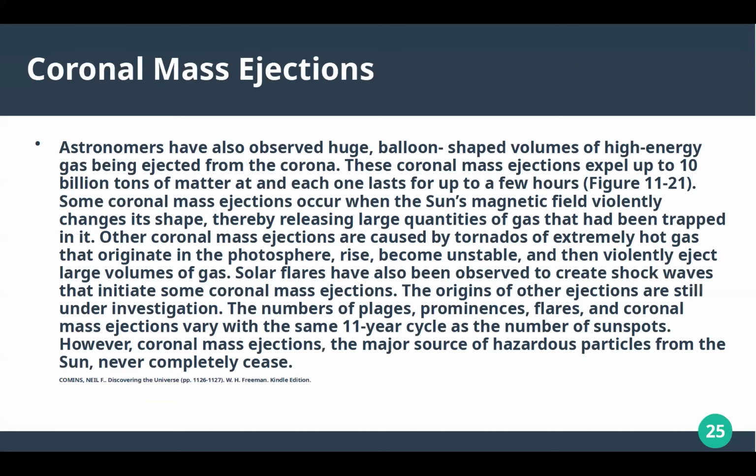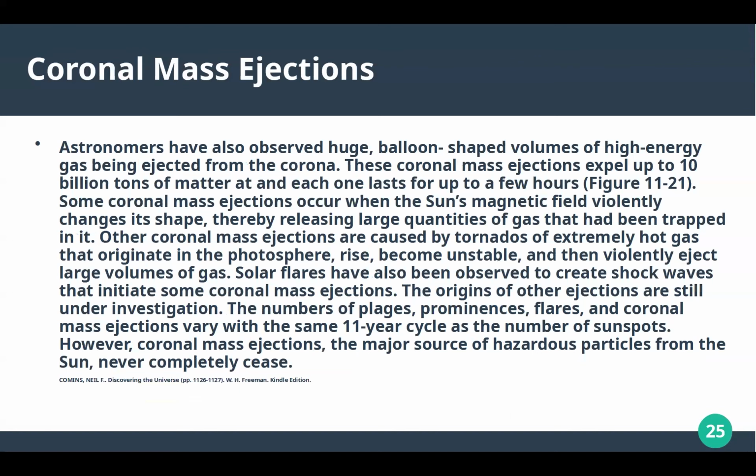These coronal mass ejections expel up to 10 billion tons of matter at once, and each one lasts for up to a few hours. Some coronal mass ejections occur when the sun's magnetic field violently changes its shape, therefore releasing large quantities of gas that had been trapped in it. Other coronal mass ejections are caused by tornadoes of extremely hot gas that originate in the photosphere, rise, become unstable, and then violently inject large volumes of gas. Solar flares have also been observed to create shockwaves that initiate some coronal mass ejections. The origins of other ejections are still under investigation.